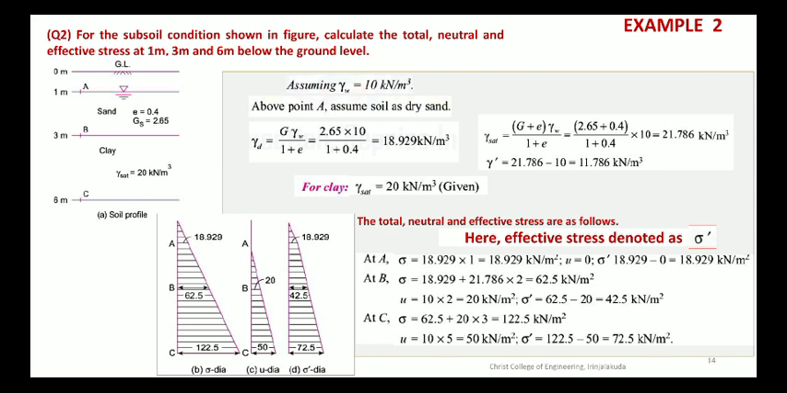So we shall see different layers. We are asked to find out the effective stress at 1 meter, 3 meter and 6 meter below the ground level. So at A, what are the values? What is sigma? Sigma is the total stress. Sigma you will get as the height of that layer into unit weight of that layer.